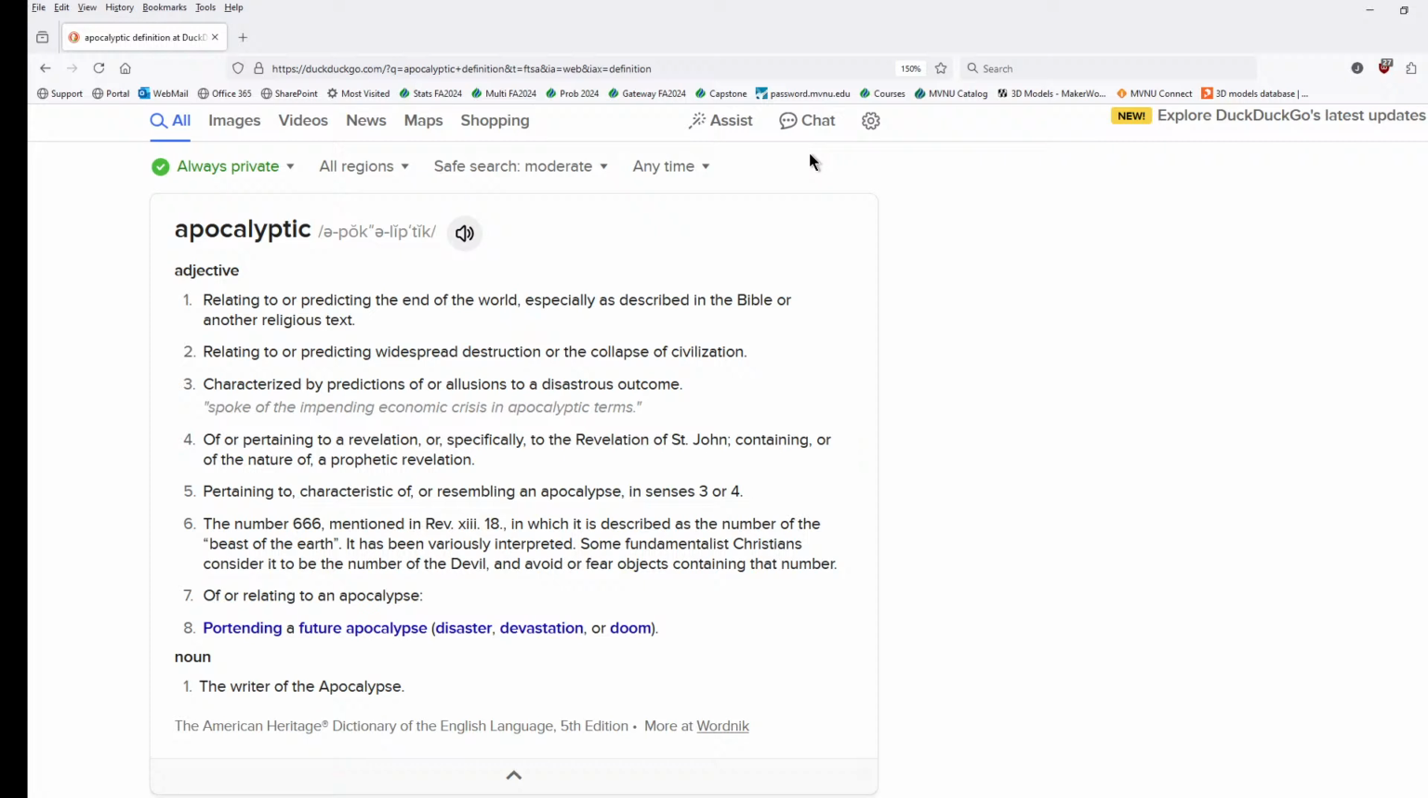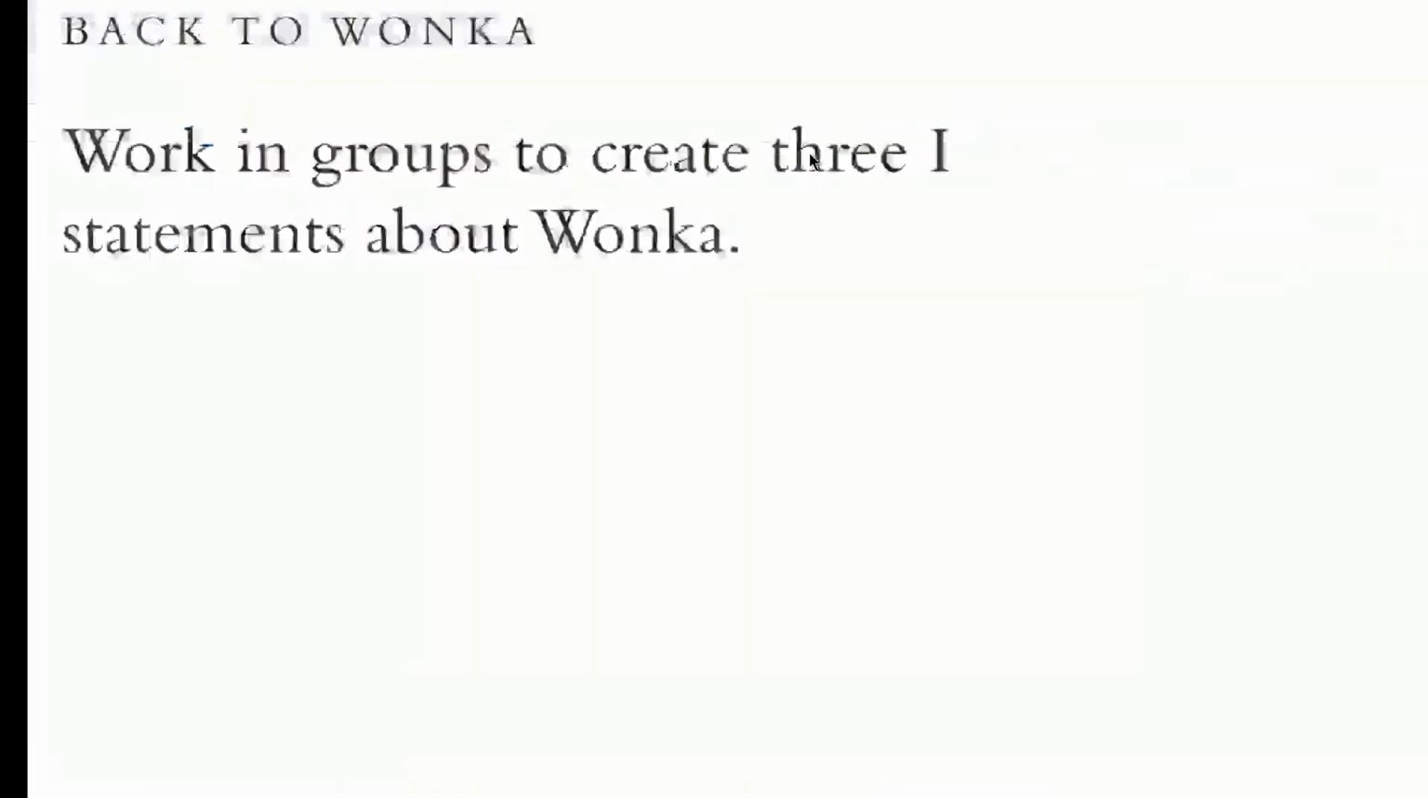This one: of or pertaining to a revelation, or specifically to that, but it's like revelatory. So how it reveals what the good life means. So yeah, it's a terrible use of the word, in my opinion. Okay, well, we're going to finish this discussion so we can move on.